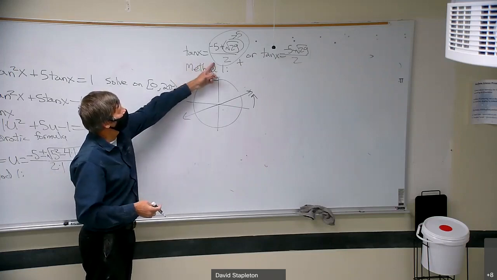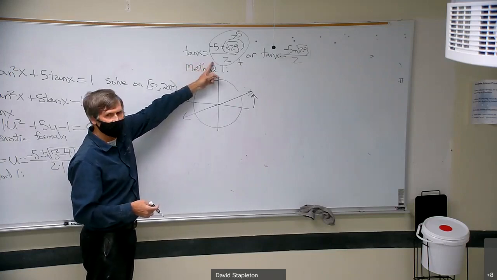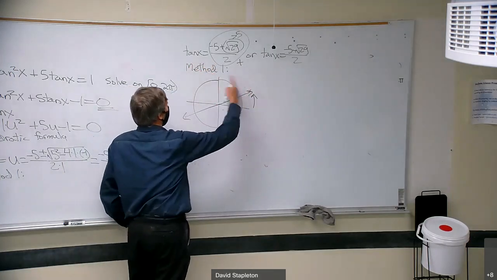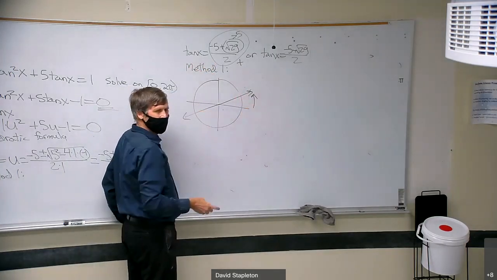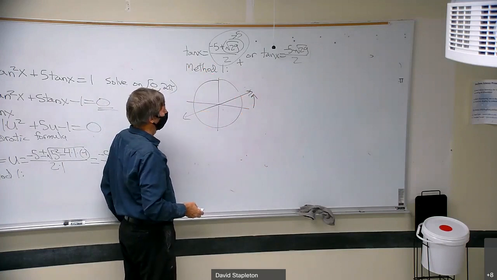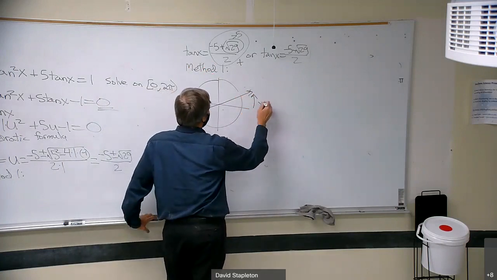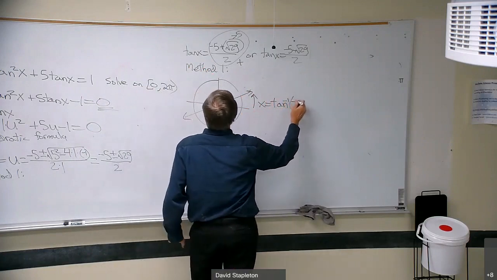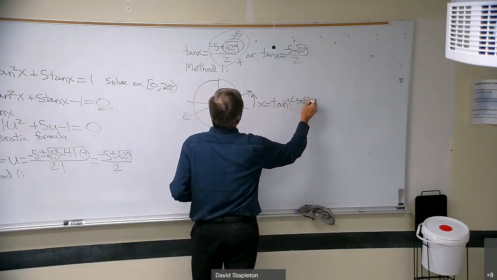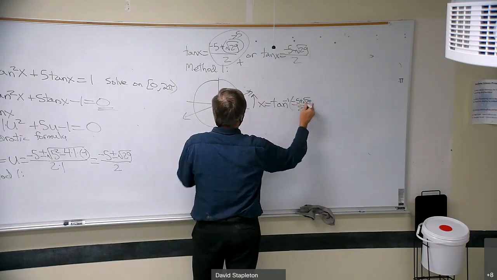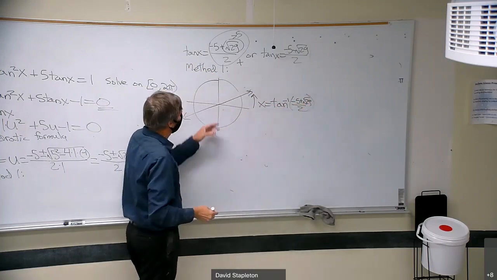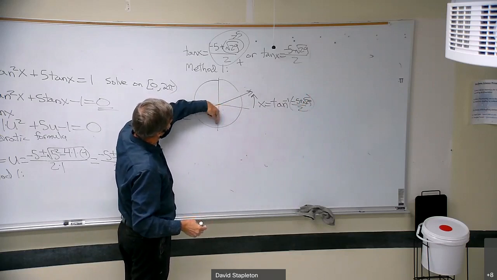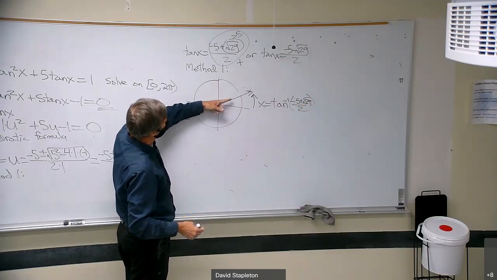One solution to tangent x equals the number is always the inverse tangent, right? Which one of these angles is it? Is it this one, or this one, or this one? This one is the arc tangent. x equals arc tangent of minus 5 plus square root 29 all over 2. And I know it's this one, not that one, because arc tangent is the solution in the first or fourth quadrant, between minus pi over 2 and plus pi over 2, right in here. So it has to be this one.